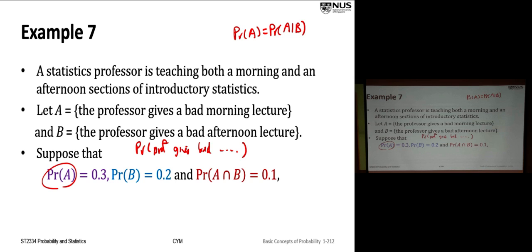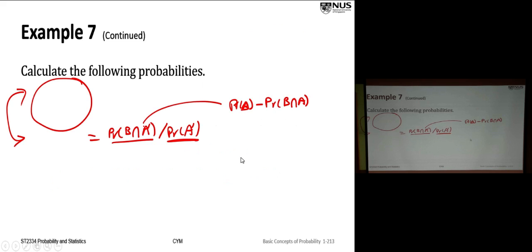But the point is, if you use words to describe these probabilities, then each time you have to write down the whole event. But if I specify at the beginning that event A means this, then whenever I see A, I refer back: it means the professor gives a bad morning lecture. So this means that the professor gives both morning and afternoon lectures very bad. So from there, we try to calculate this probability.